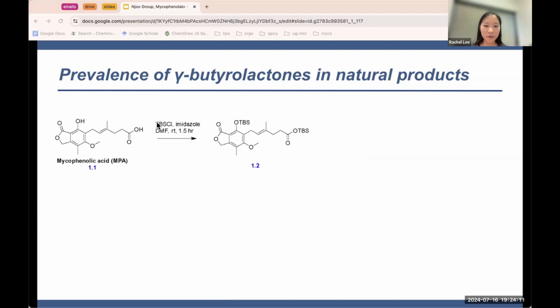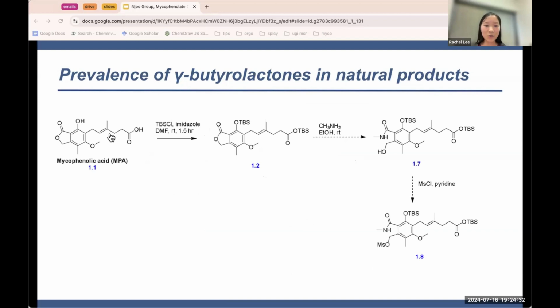We would start by preserving both silyl ethers to give this bis-siloxy mycophenolate. We would then pop open the ring with methylamine, resulting in a hydroxyamide. Our lab has utilized this protocol for the preparation of other N-methyl lactams, which can subsequently be mesylated, which would turn the alcohol into a good leaving group. Subsequent treatment of this molecule with a strong base would result in a 5-exo-tet ring closure, followed by acidic workup to give rise to the desired lactam.